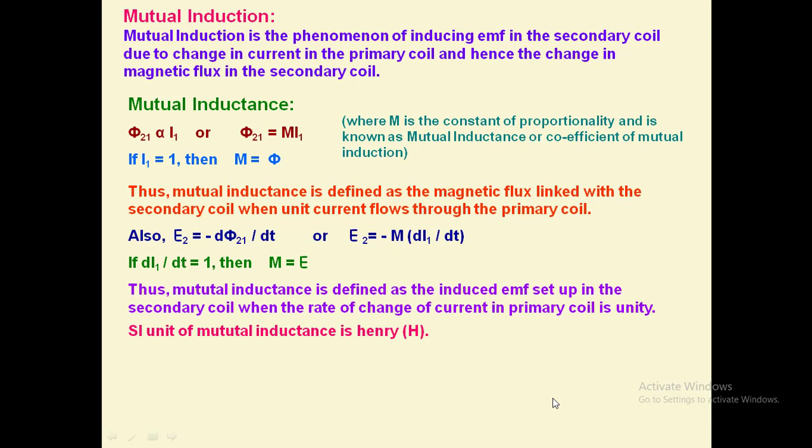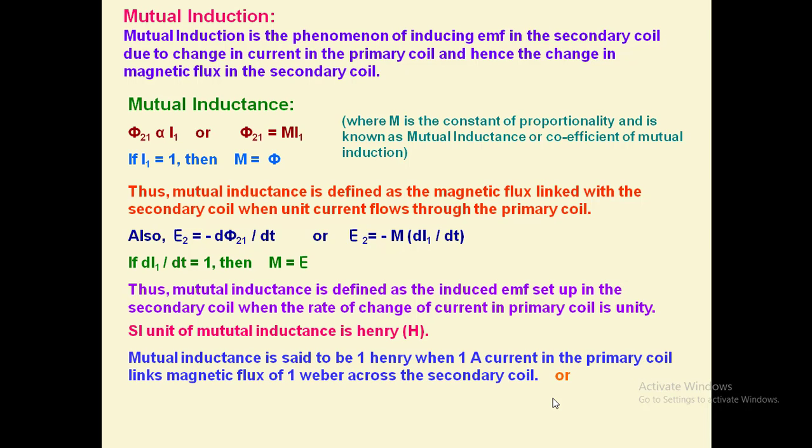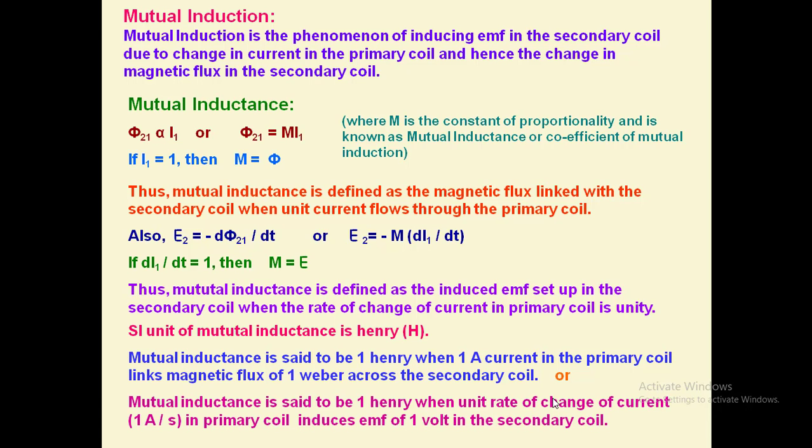The SI unit of mutual inductance is Henry, which is represented by capital H, which is a scientist's name. Mutual inductance is said to be 1 Henry when 1 ampere current in the primary coil links magnetic flux of 1 Weber across the secondary coil, or it is said to be 1 Henry when unit rate of change of current in the primary coil induces the EMF of 1 volt in the secondary coil. Again, induction is a phenomenon, inductance is a proportionality constant.